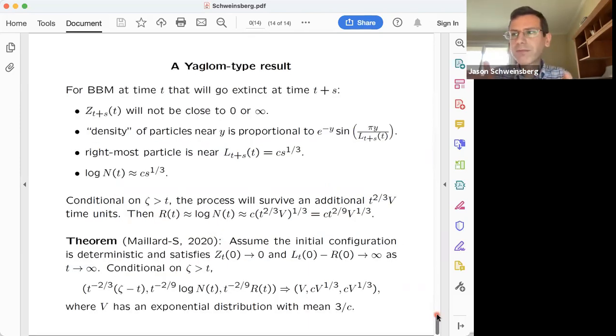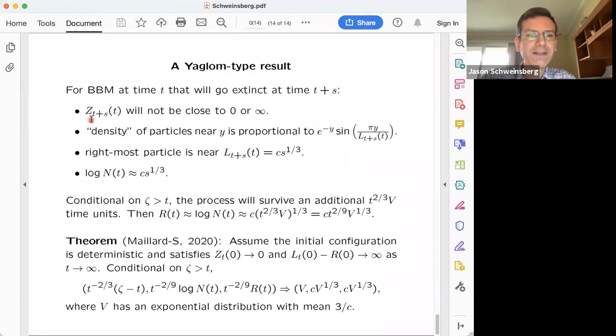So now finally, we're ready to establish the Yaglom-type limit theorem concerning what the configuration of particles looks like at time t, conditional on the event that the branching Brownian motion survives past time t. Now, the key idea here is to think about what the configuration of particles should look like at time t if we know that the process is eventually going to die out at approximately time t plus s.